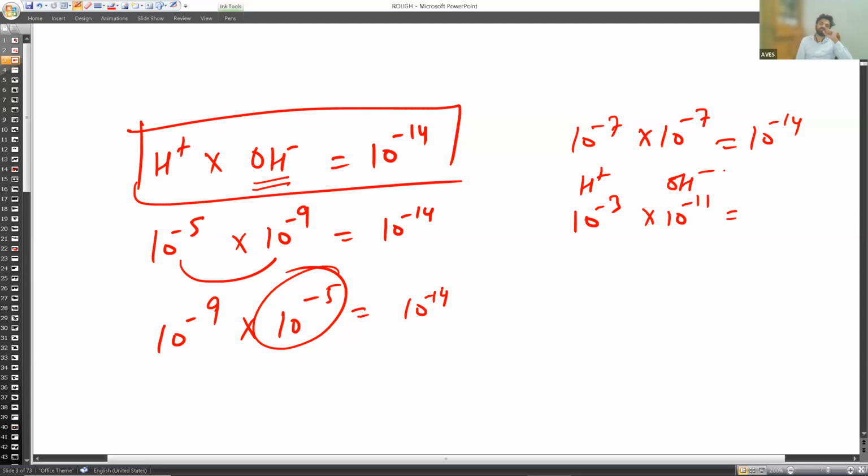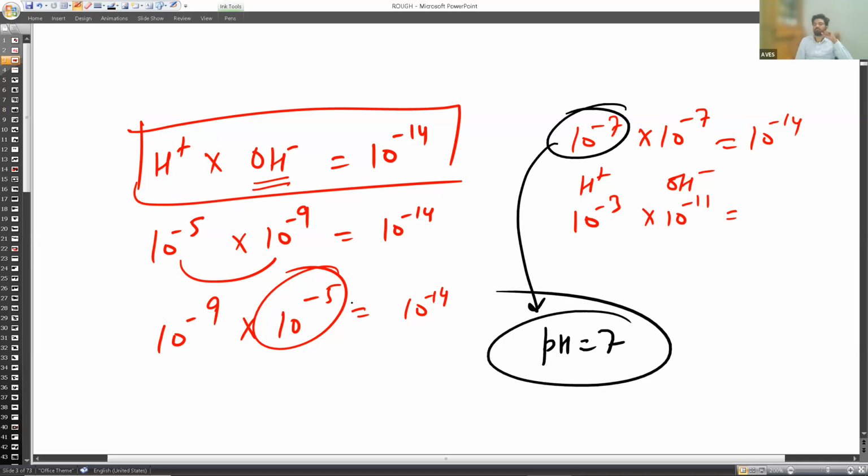That's why, if a solution has pH 7, the H plus ion concentration is 10 to the power minus 7. In pH we are talking only about the H plus ion. So if the solution has pH 7, the OH negative ion concentration in the same solution will be 10 to the power minus 7.